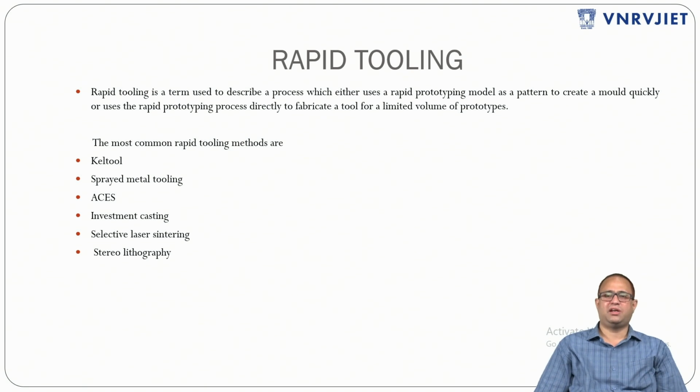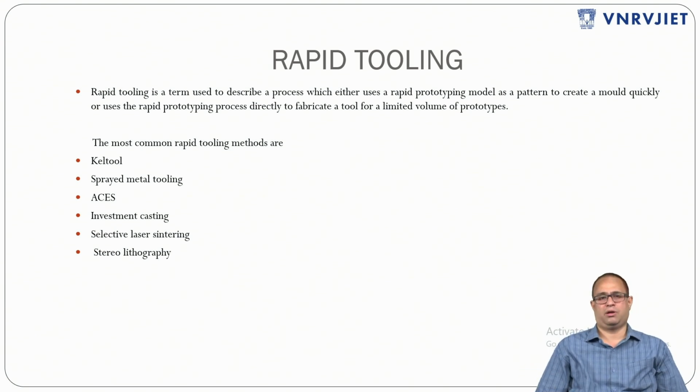As you can see, it is a model or a pattern that is used to create a mold quickly, or it uses a rapid prototyping process directly to fabricate a tool for a limited volume of prototypes. So one thing you can say is that it is not suitable for mass production. It is only for a limited volume of prototypes, for the complexity of the models, not like mass manufacturing, where we make a number of models at a time.